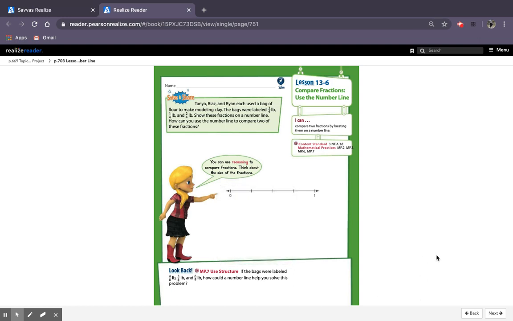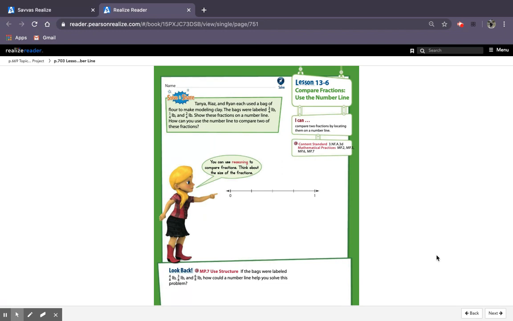Hey guys, so in this video we're going to look at lesson 13.6, which is compare fractions, use the number line. This is just another strategy that you can use when comparing fractions, and you can pick between this strategy and the other strategies that we've learned so far in topic 13. Our I can statement is: I can compare two fractions by locating them on the number line. So finding out their position, their spot on the number line.